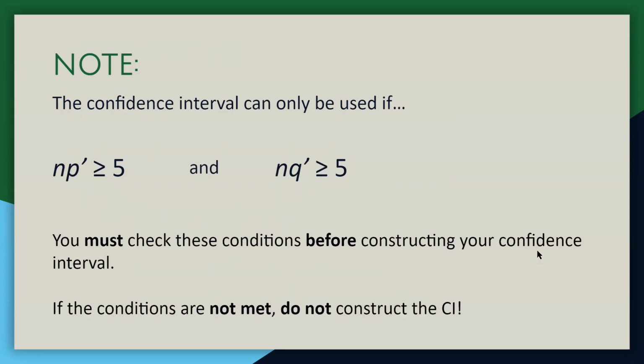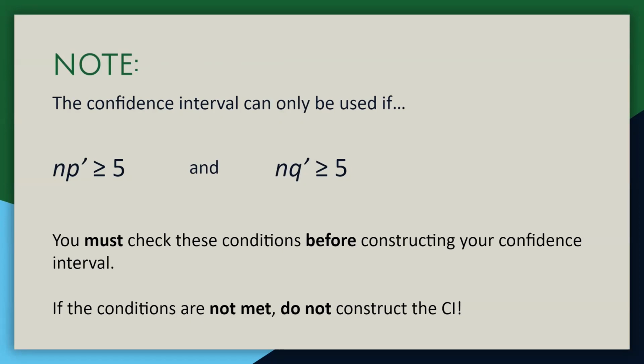If they are not met, if either one of these conditions fails, don't construct the CI. You would simply say n times q prime is less than 5, I can't do that. And you would move on to the next problem, and that's okay. So this is very important. When you're doing confidence intervals for proportions, you have to check these two conditions. N times p prime is greater than or equal to 5, and n times q prime is greater than or equal to 5.